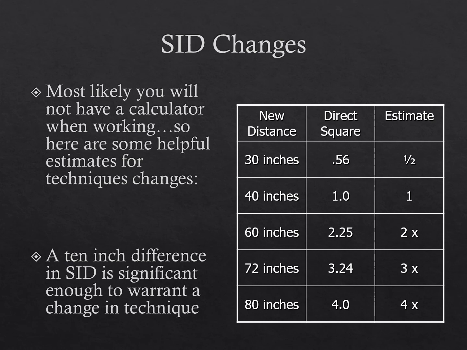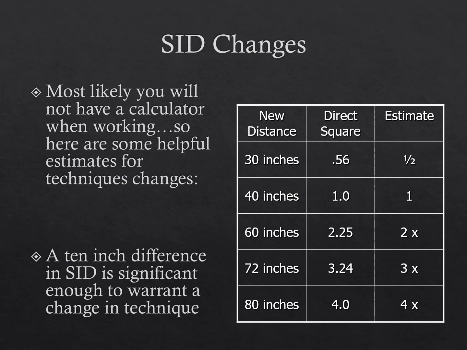So in this slide, I've given you some estimates. It'll give you kind of an idea of where, 40 inches is our normal. That's our normal everyday SID for most everything. So if we have to vary that for any reason at all, here are some estimates for you.